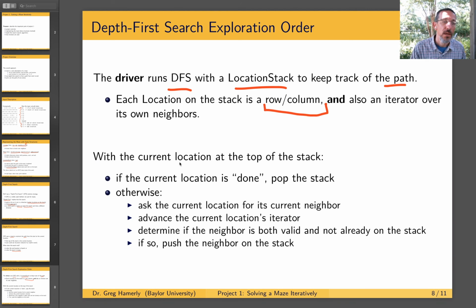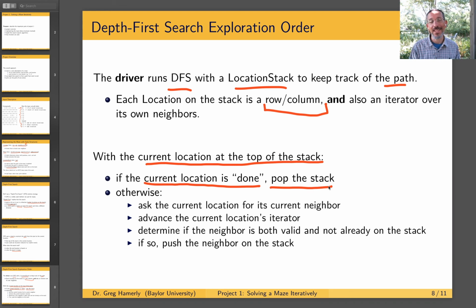Okay. So if the current location is at the top of the stack, then what we would repeatedly do is the following. This is the basic search strategy. If the current location is done, that means that the current location has no more neighbors. If we've gone right, down, left, up, the last state is done after up. And therefore, we're going to pop the stack. We've hit a wall. We've gotten into a dead end. We need to back up. And backing up means popping the stack.